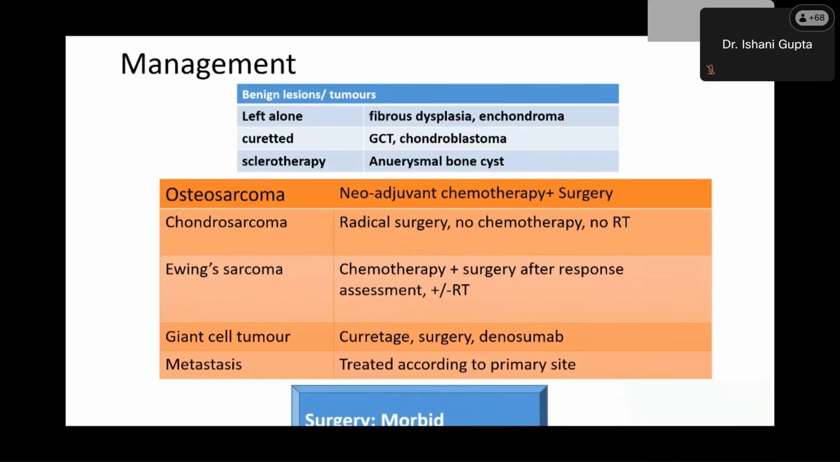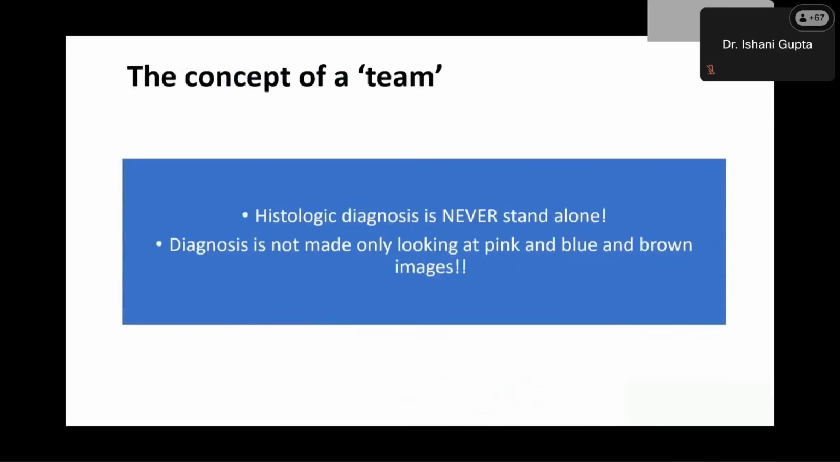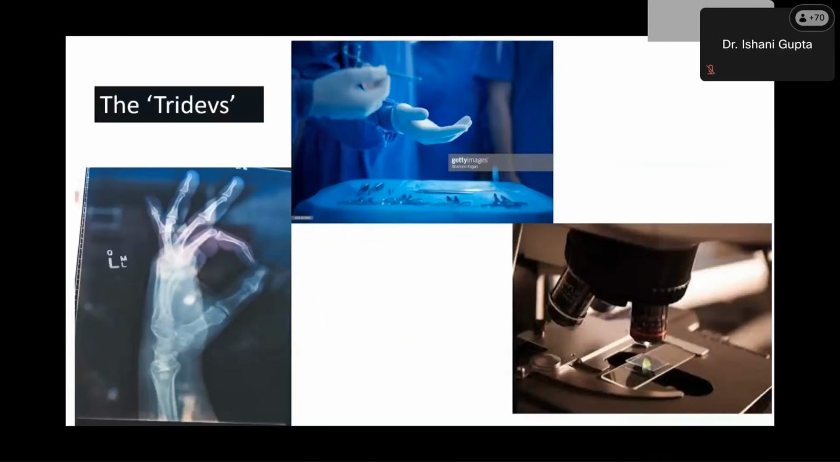And as Dr. Prakash said, the bottom line remains that if the patient undergoes surgery, it's invariably morbid. So this one slide just tells you how important it is and how much onus we carry when we are dealing with a biopsy from a bone or even a resection for that matter. And here comes the importance of the concept of a team. Histologic diagnosis for us is never standalone. Diagnosis is not made only looking at the pink and blue stain, that's the H&E stain of ours, and immunohistochemistry, those are the brown images for us. It is never like that.